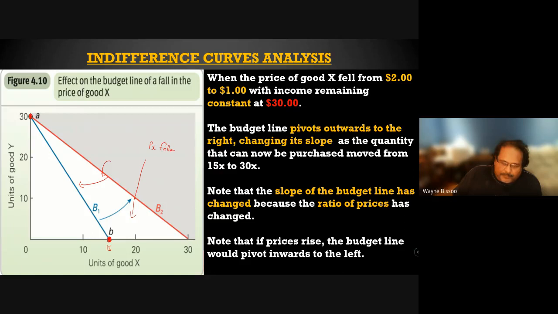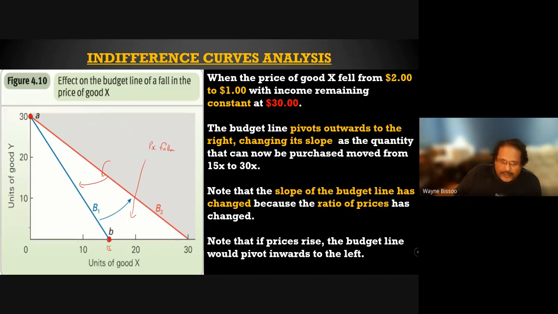You're following that? Now you can pivot on either side. You can pivot on the y-axis and on the x-axis. But for convenience, we're going to stay with the x-axis for now. All right? You're following this discussion here. Notice what happens. The area of what I can afford has become larger. You seeing that there now?